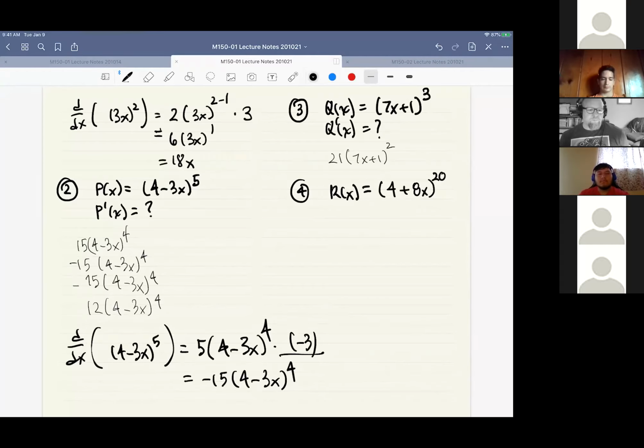Okay. Alexia said she calculated 160 times the quantity 4 plus 8x, all to the 19th power. Robert and Evan typed in exactly the same thing. Jet, same thing. Now, math isn't a democracy, so just because everybody's getting the same answer doesn't mean it's right. But it turns out that that's exactly right.